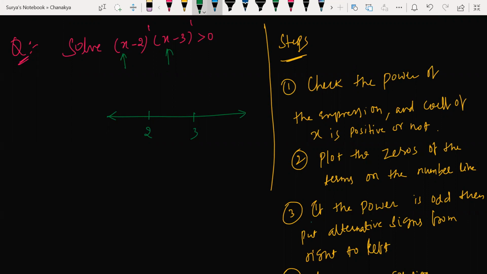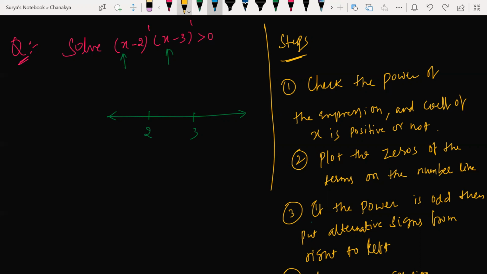If the coefficient of x is negative, we have to make it positive by taking minus common. We will solve such questions also. When you take minus common, the inequality changes. If less than, you will get greater than. If less than or equal to, you will get greater than or equal to.